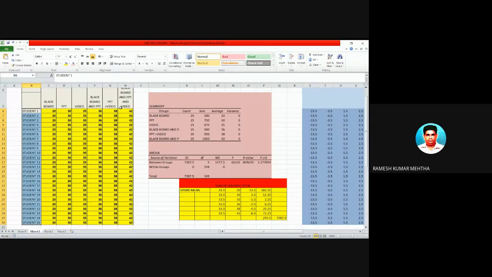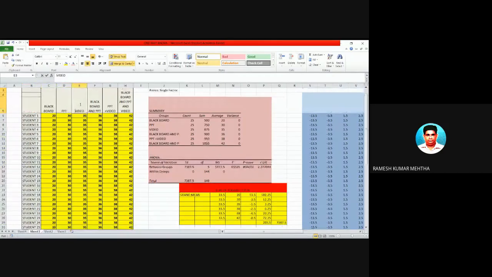Whether it is the Blackboard method of teaching, or PPT method, or video method, or Blackboard and PPT method, or PPT plus video method, or the sixth method, the assumption is that there is no variance or no change in the marks. The marks are the same. This is the null hypothesis as far as ANOVA is concerned. As far as the alternative is concerned, the marks secured by the students under different methods of teaching are different. So this is the null and alternative hypothesis.